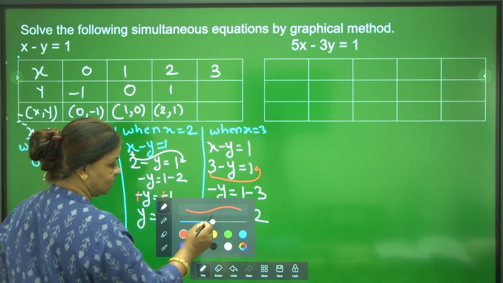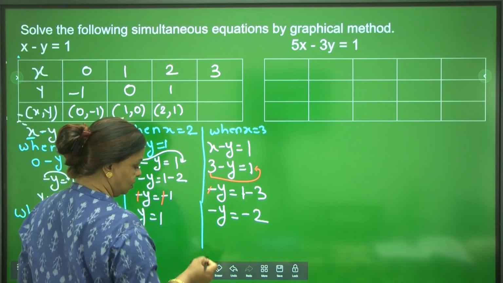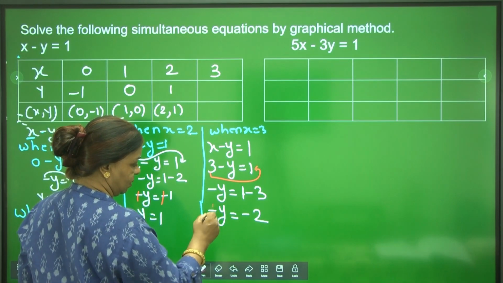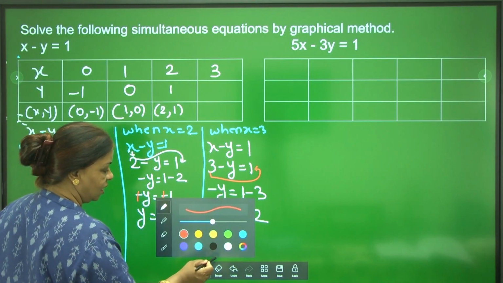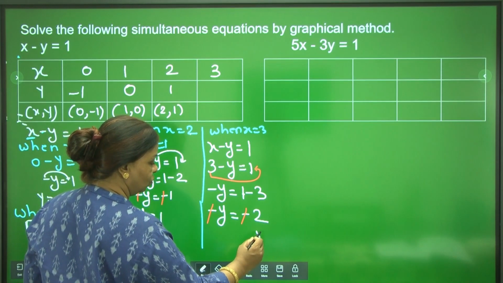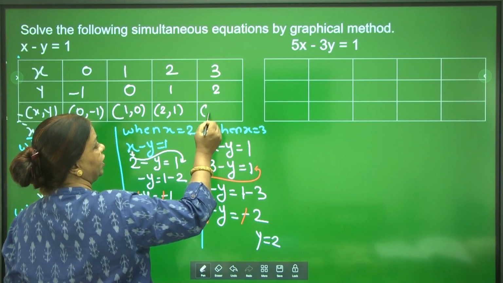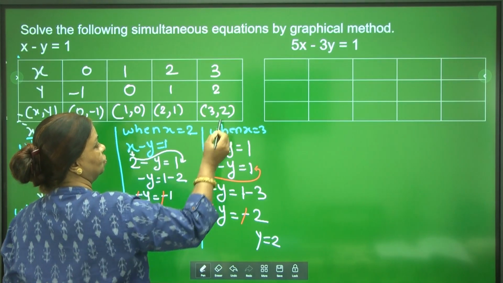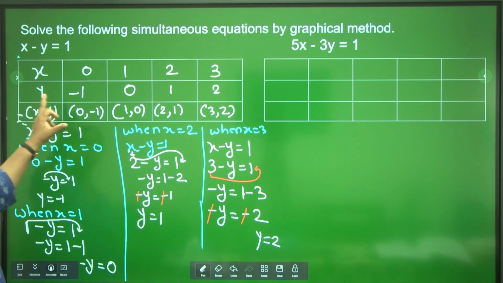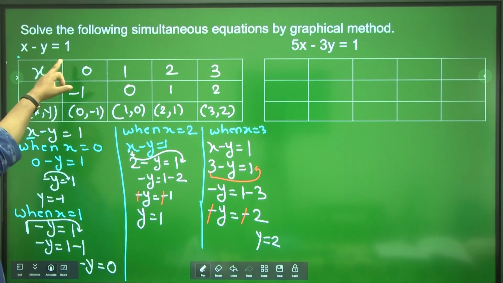So minus and minus get cancelled, and y will be equal to 2. So you will get y is equal to 2. So your coordinates are 3, 2. So these are the coordinates for x minus y is equal to 1.